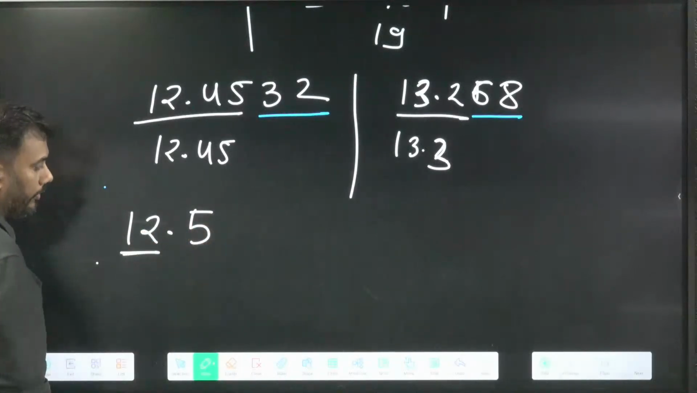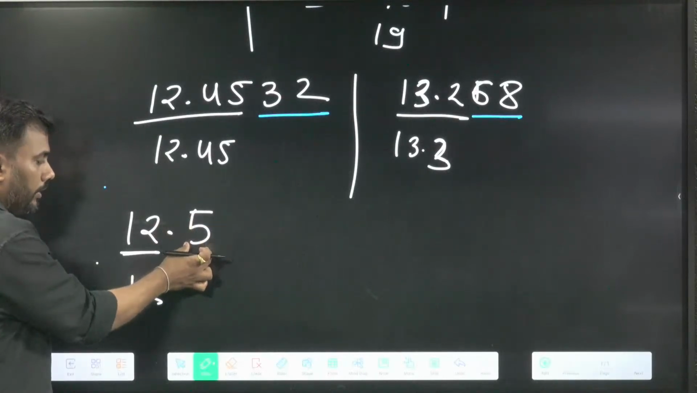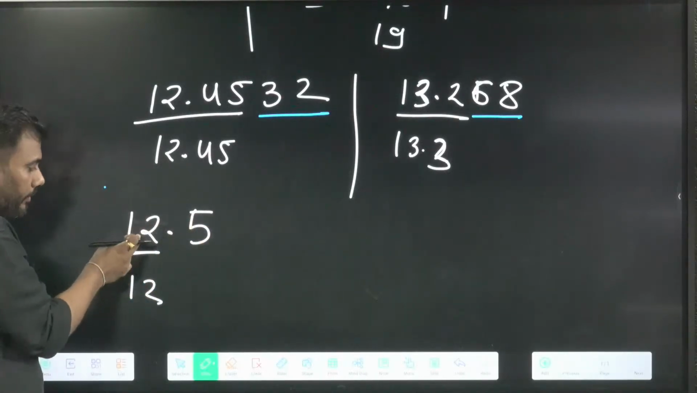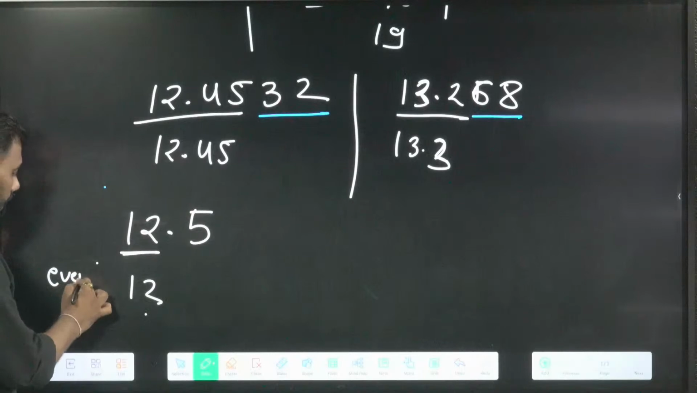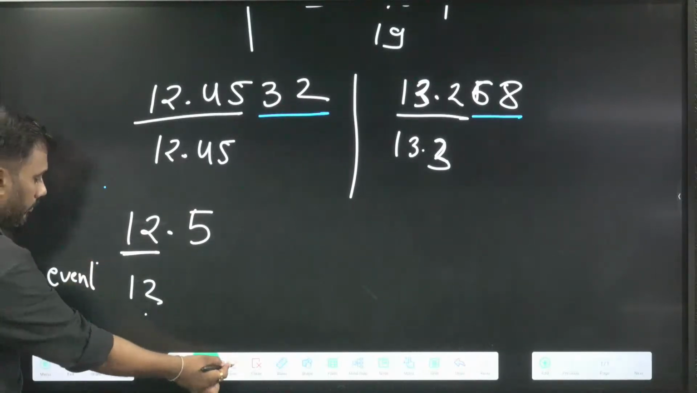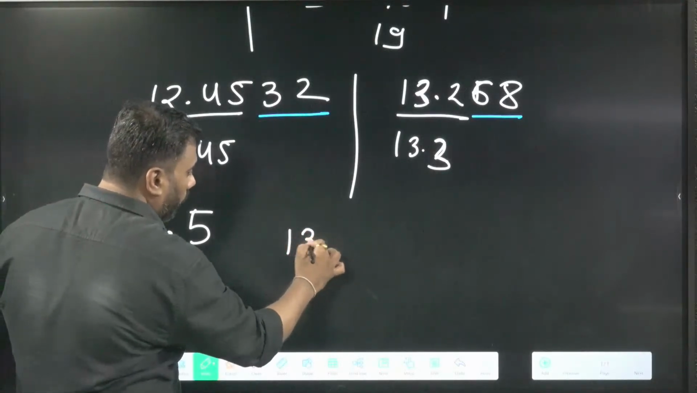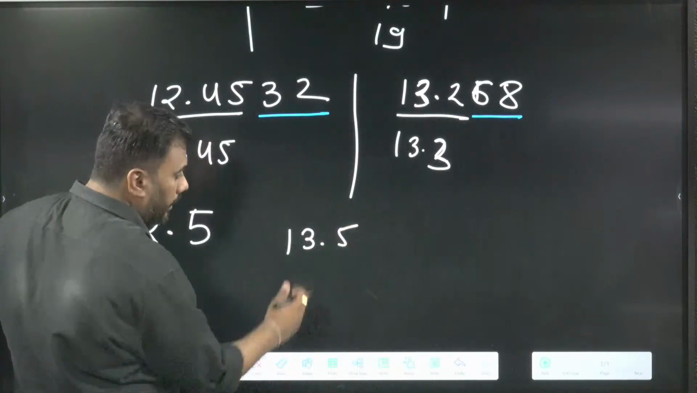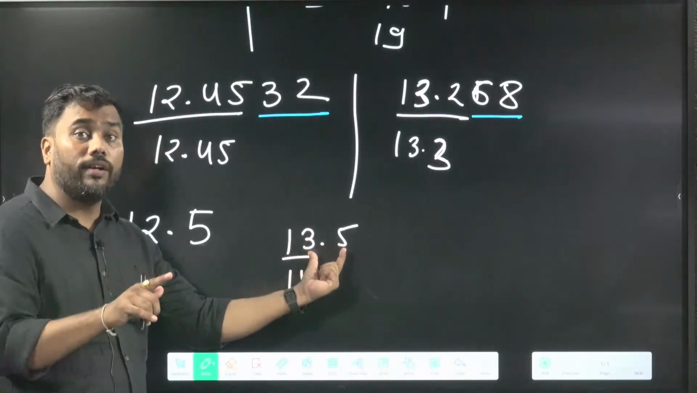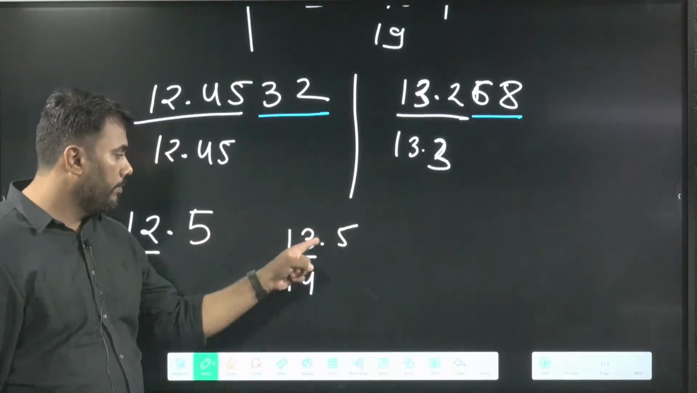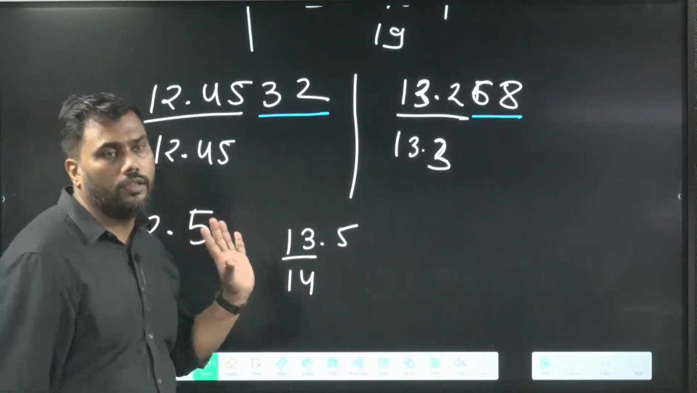I am going to leave 5. If I am removing the 5, then see the number before it. If this is even, leave it as it is. For an even number, we will not do anything. But if this is odd, suppose we are rounding off 13.5, then we should increase it by 1. So rounding off 13.5 into 2 digits is 14. Because we are leaving 5, an odd number should be made even.